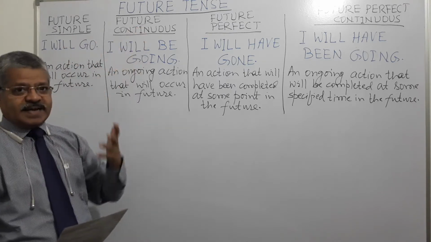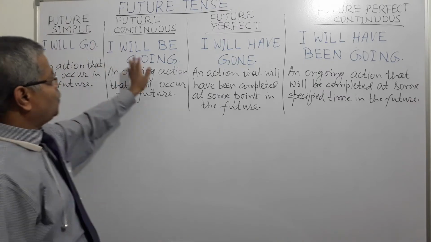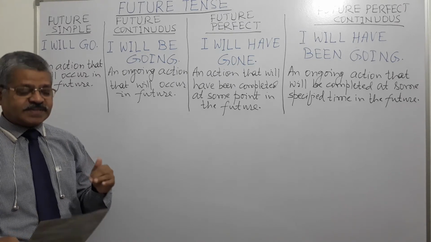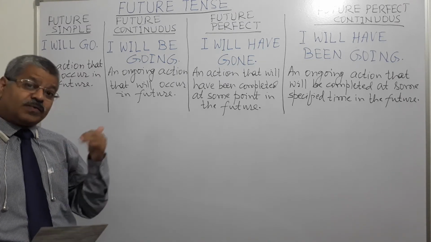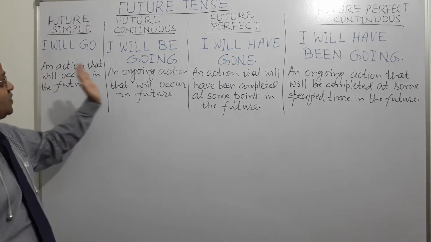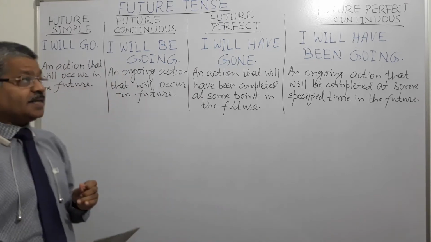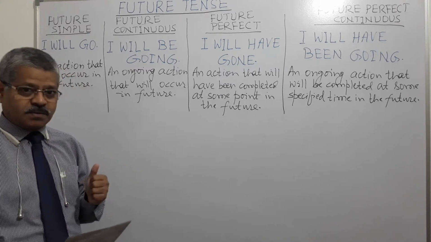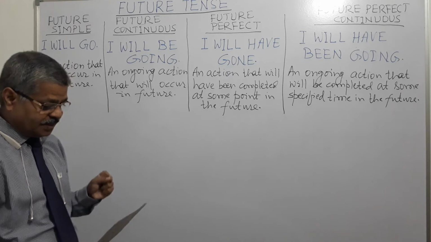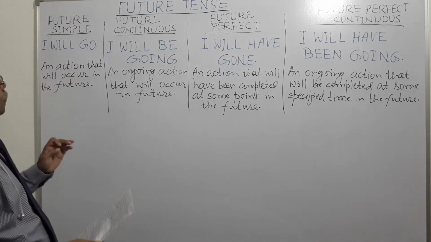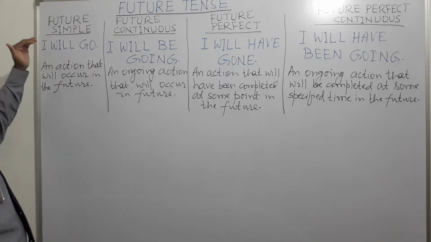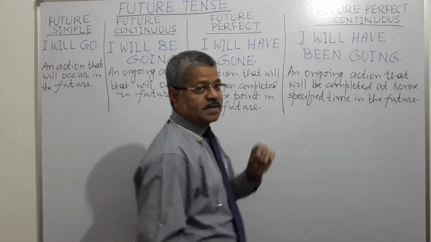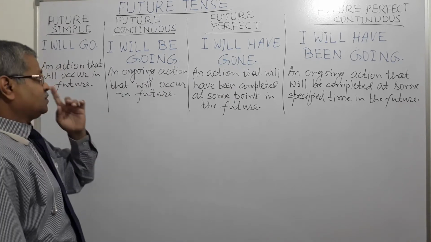Future tense is categorized in how many parts? 1, 2, 3, 4. Four parts, depending upon whether the action will be in progress or will have been completed. That is the basis of these four categories of future tense. Now we go to the four categories: future simple, future continuous, future perfect, and future perfect continuous, like in past tense and present tense.